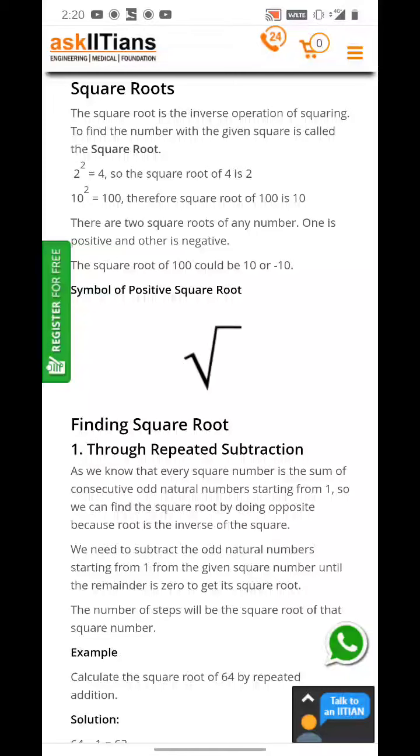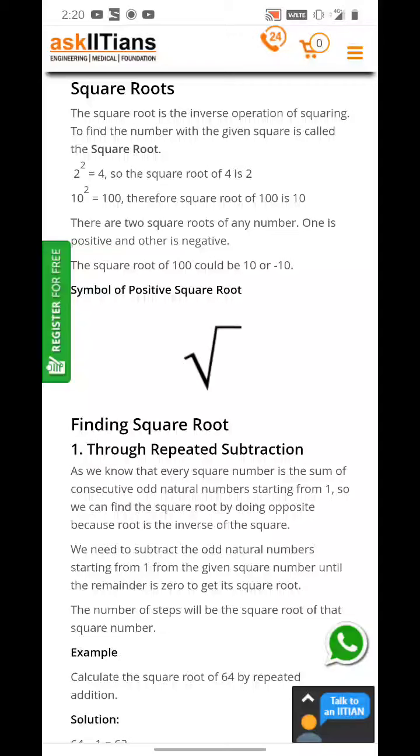Welcome back, students. Now we will talk about square roots. You know that the square root is the inverse operation of squaring. To find the number with a given square is called finding the square root. For example, 2 squared is equal to 4, so the square root of 4 is 2.